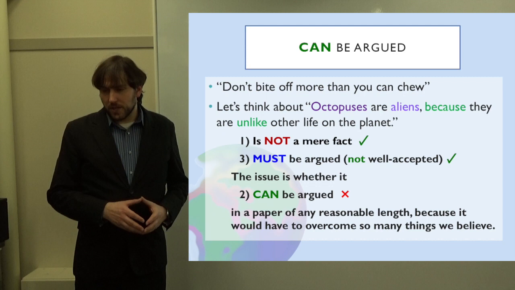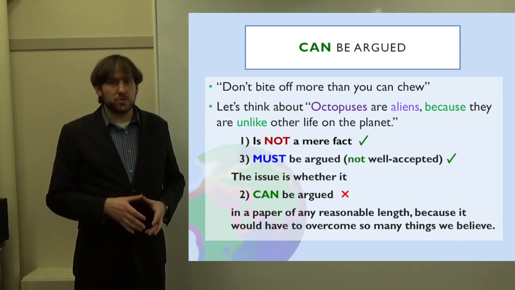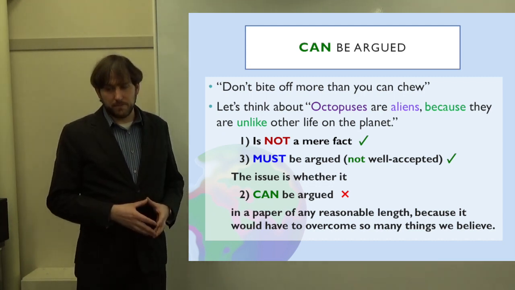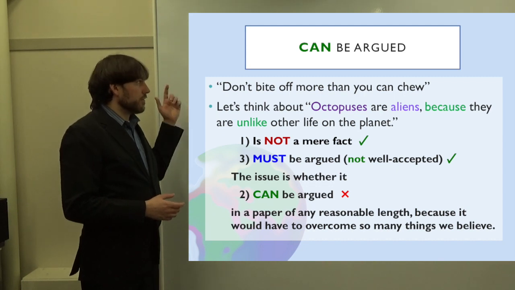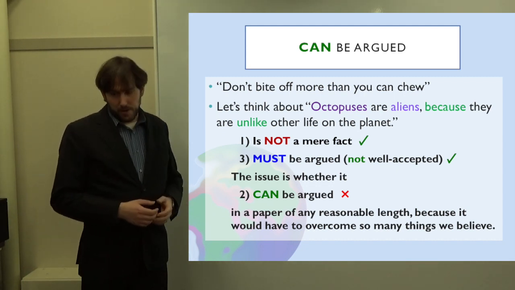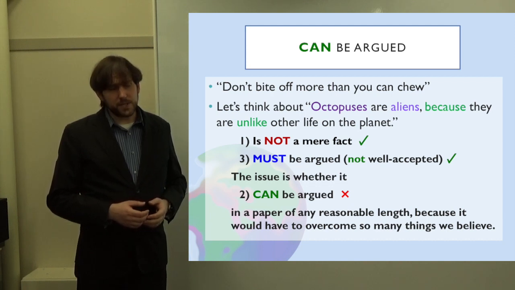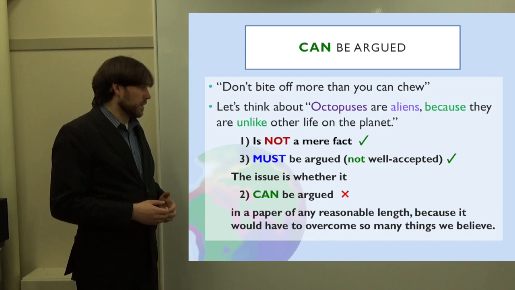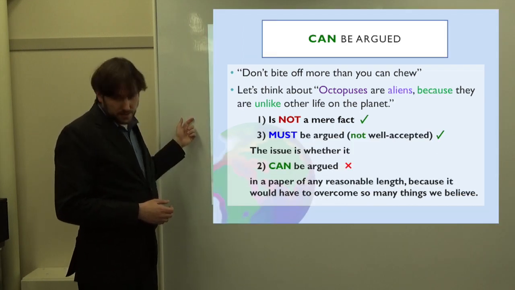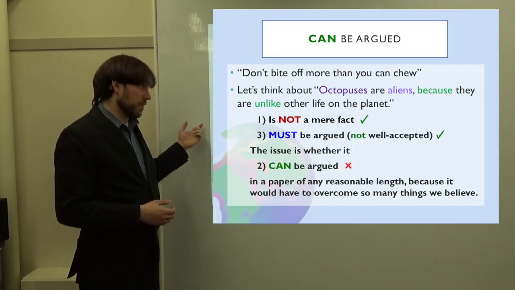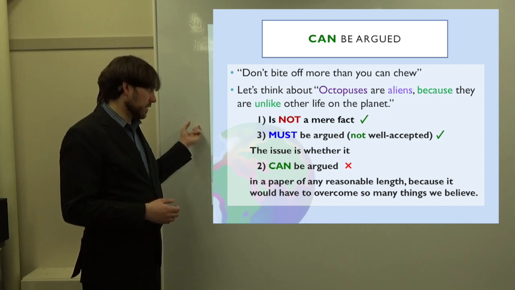So, another thing to worry about here, and this is a good check on your thesis statement, is remember, don't bite off more than you can chew. Let's think about "octopuses are aliens, because they're unlike other life on the planet." This has a couple of good things going for it. First off, it's not a mere fact. Second off, it must be argued. This is not well accepted.